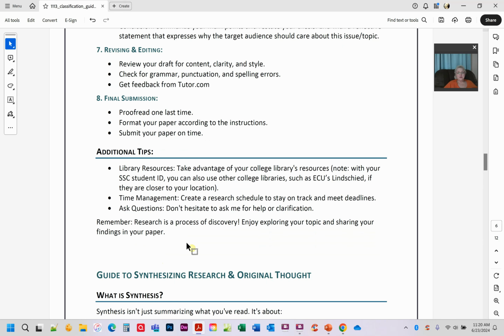And remember, it's a process of discovery. If you choose something that you're really interested in, that you find fascinating, then research can be really fun. You'll be amazed and startled, and sometimes maybe a bit off-put at what you find is the truth about issues. Okay.